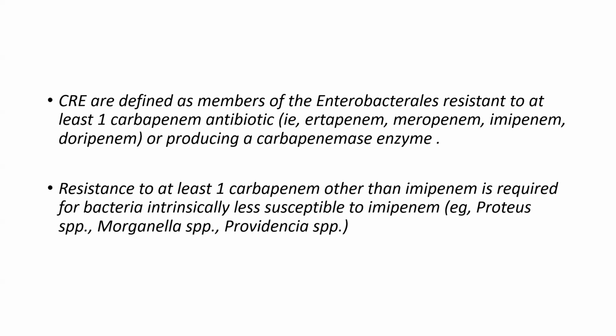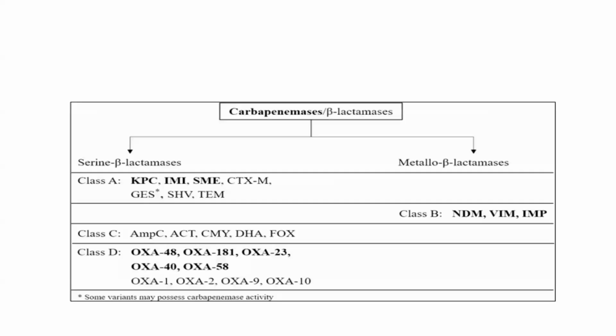That means if we are dealing with Proteus, Morganella, and Providencia, then these bacteria are somewhat intrinsically less susceptible to imipenem. So we call it CRE when these bacteria are resistant to imipenem as well as to the other agents of the carbapenem class.